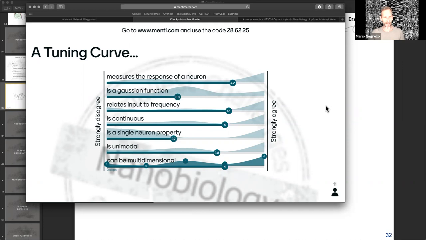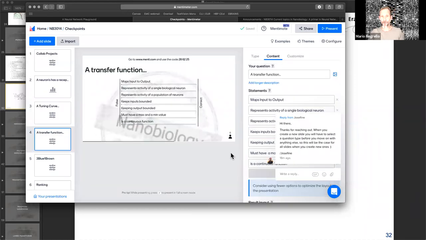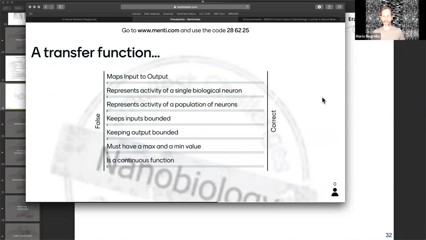And this is precisely why this slide is here. Everybody knows that a tuning curve relates input to firing frequency of the neuron. Now, this is related to the minimal neural network example in the Colab. And this is something I definitely need to discuss a bit, because we didn't go into detail of transfer functions yet.